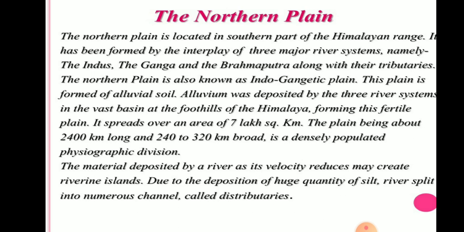So alluvium was deposited by the three river systems in the vast foothill areas of the Himalayas, forming this fertile plain of India. And it spreads over an area of 5 lakh square kilometer, the plain being about 2,400 kilometer long and 240 to 320 kilometer broad. And it is a densely populated physiographic division of India.